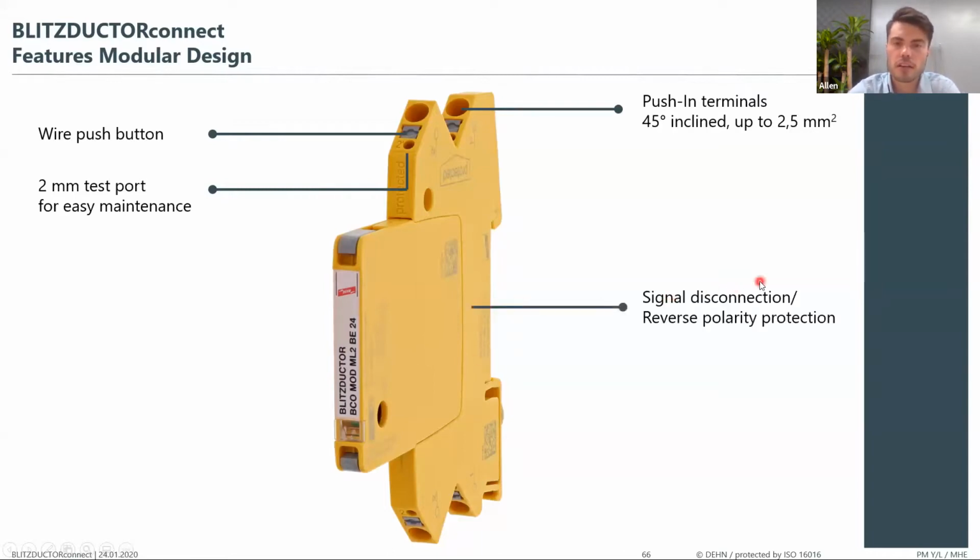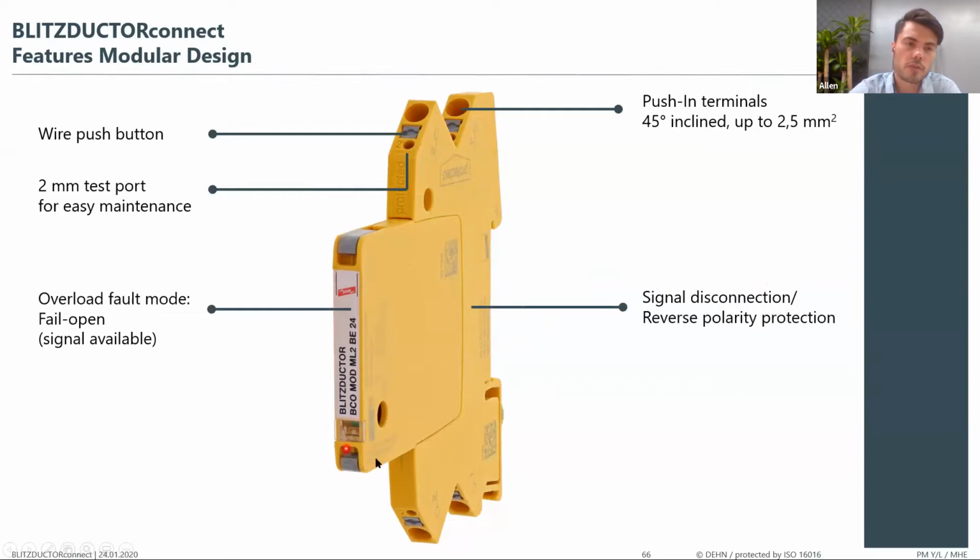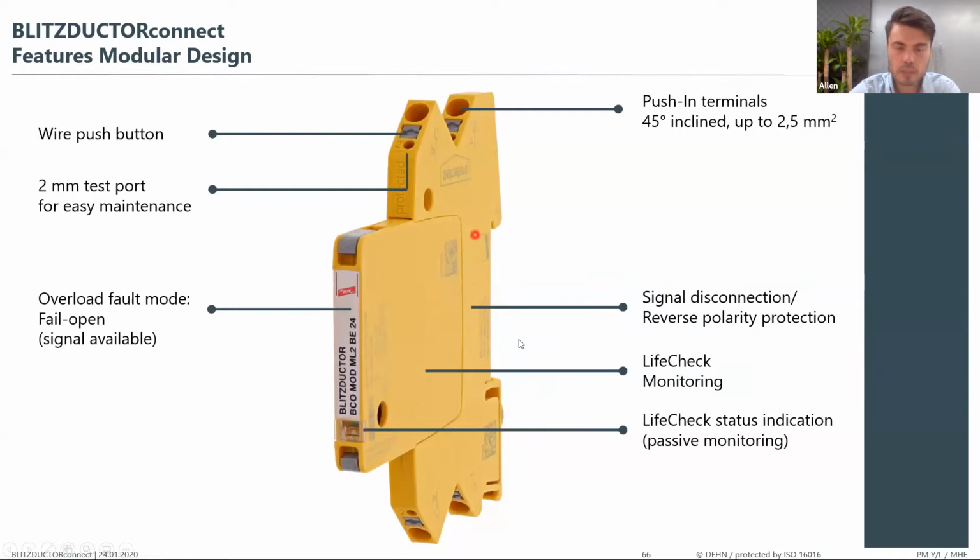You also have a reverse polarity protection module base that prevents you from putting in the SPD the wrong way. And same as our power SPDs, it has an overload fault mode. In a case where the SPD is overloaded, it mechanically disconnects the SPD from your system. Also implemented is a Lifecheck monitoring system that can be installed with this Blitzductor Connect. And you can see from the window if the SPD is still functional or not.